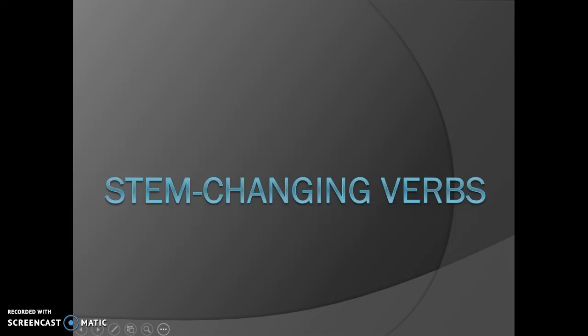Today we are going to be introducing and talking about stem changing verbs. So turn to page 30 in your packet. Should be a blank page for you to take some notes on.